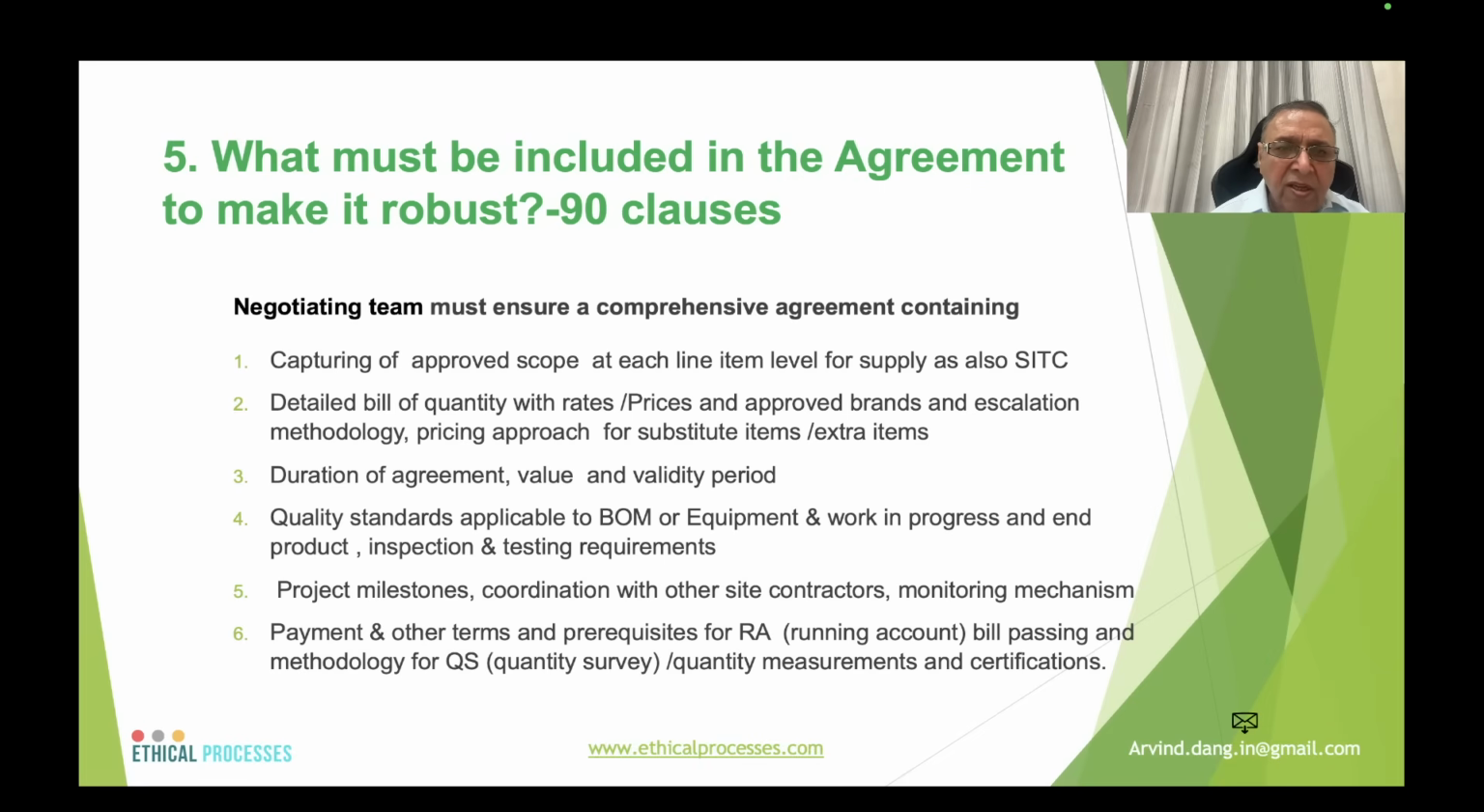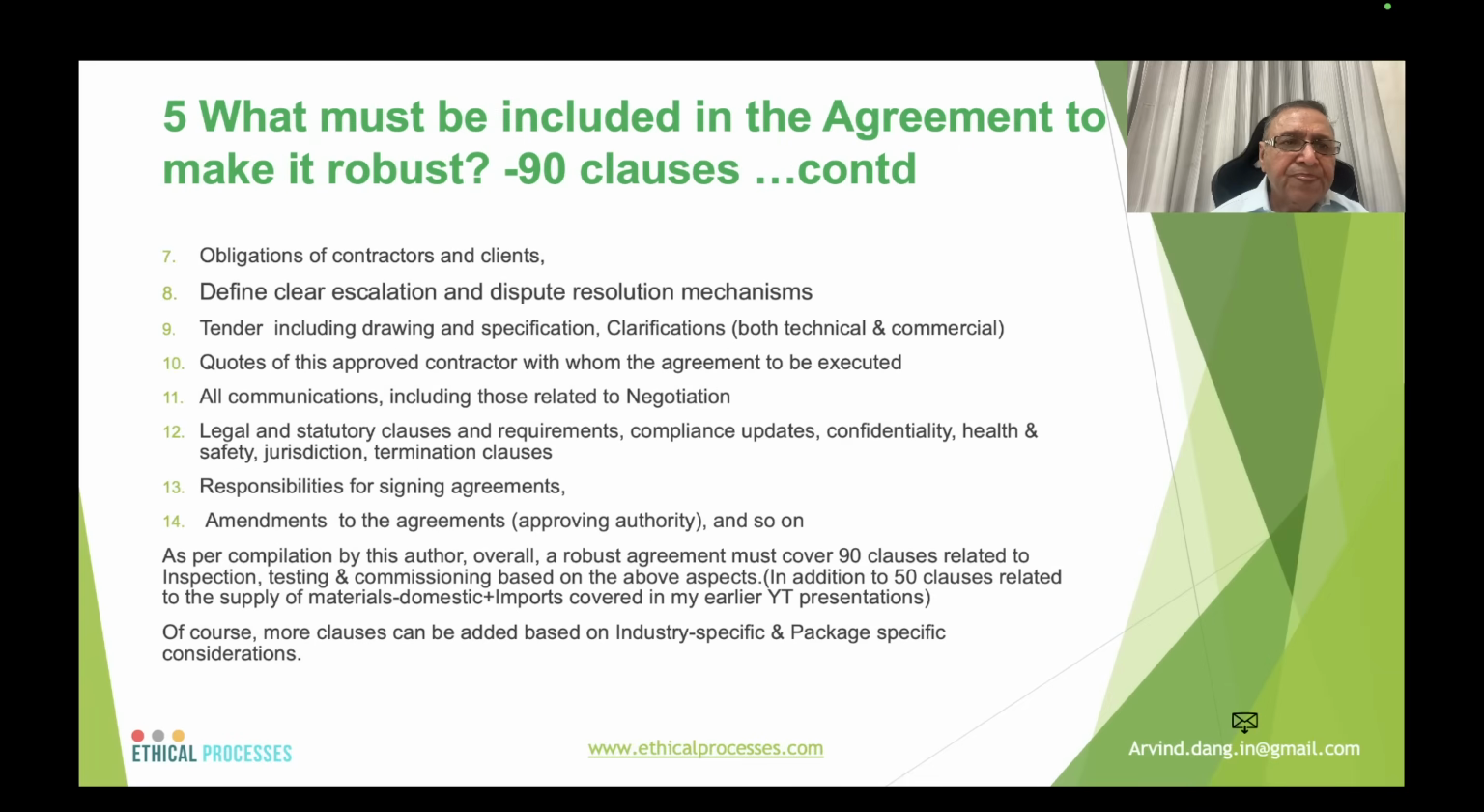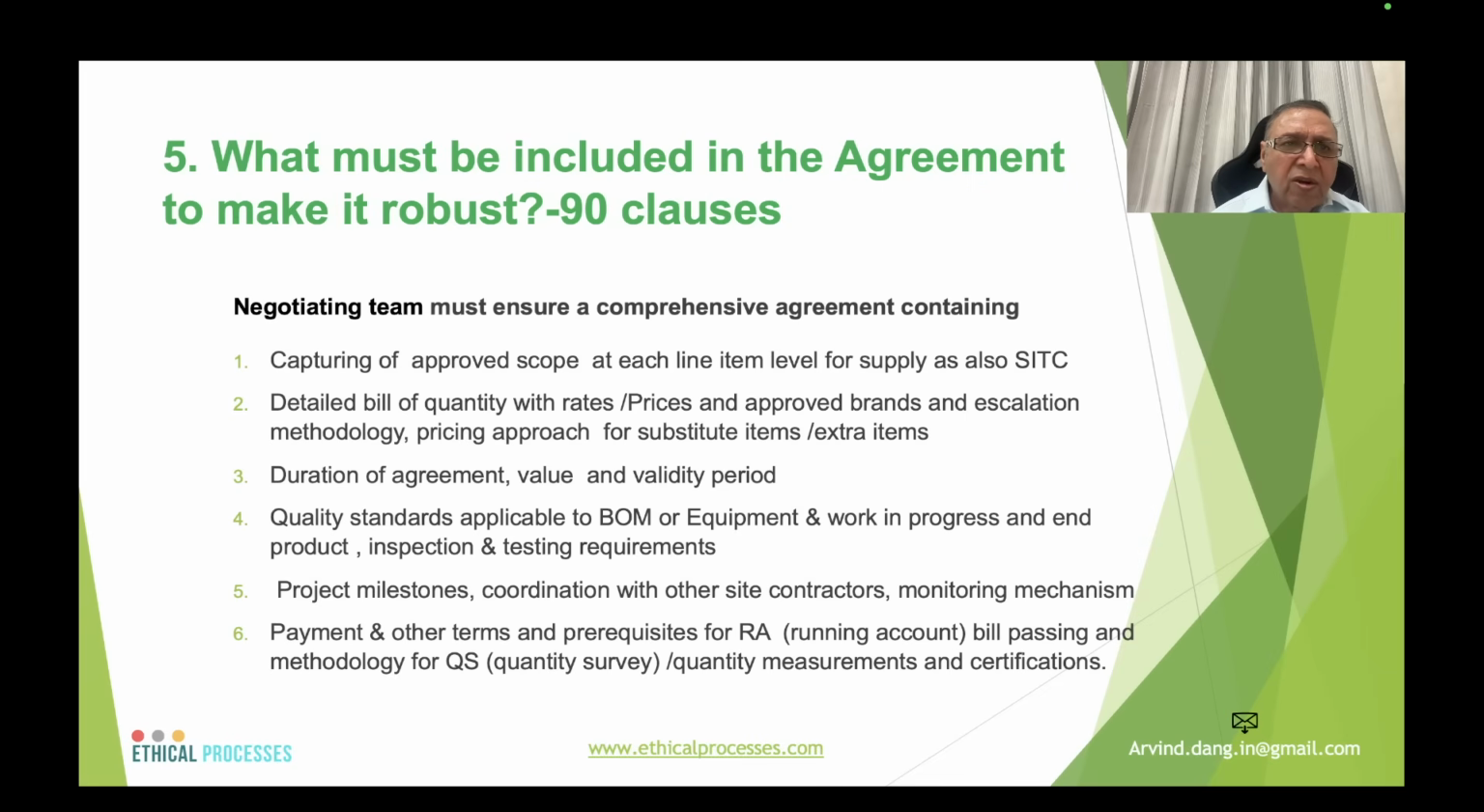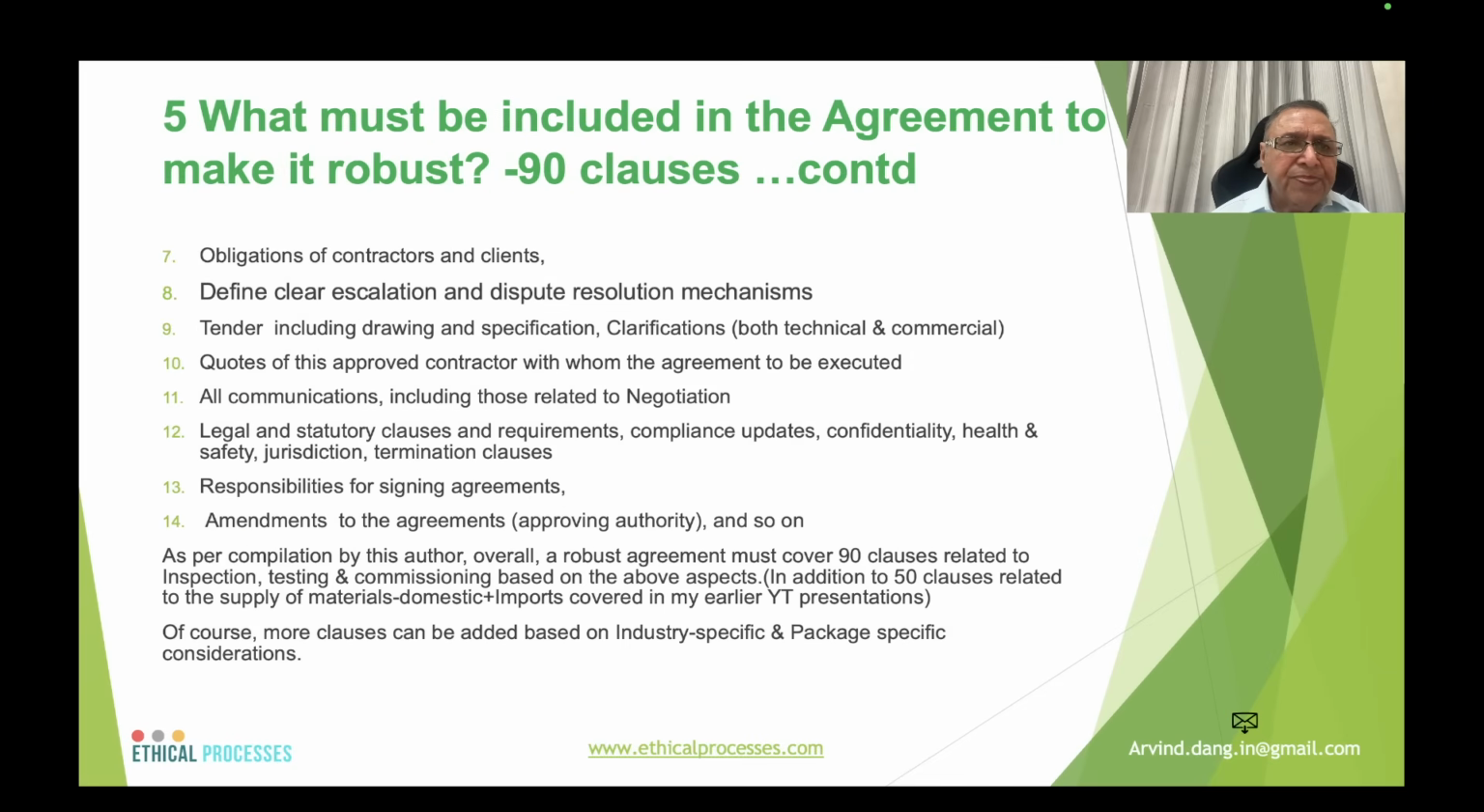It is in the context of when the principal contractor is a large one who has been authorized to have subcontractors. Six, payment and other terms and prerequisite for RA bills, that is running account bills, passing methodology for the QS, quantity survey, quantity measurements, and certification. Obligation of the contractor and the clients respectively. Define clear escalation and dispute resolution mechanisms. Tender including drawings and specification and clarification. What I am saying is that these aspects must be an integral part of the agreement.